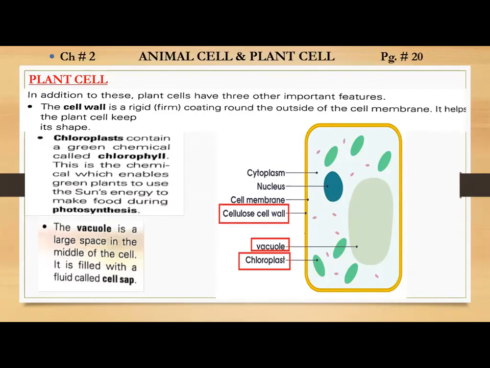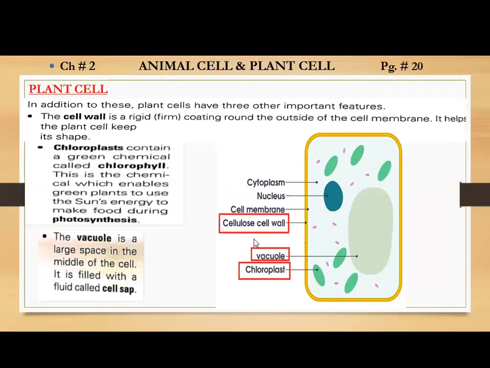Chloroplast contains a green chemical called chlorophyll. You can see here these green pigments; they are called chloroplasts. What is the function of the chloroplast? It contains chlorophyll, the chemical which enables green plants to use the sun's energy to make food during photosynthesis. These pigments are responsible for making food for the plant during a process called photosynthesis, a process through which plants make their own food.